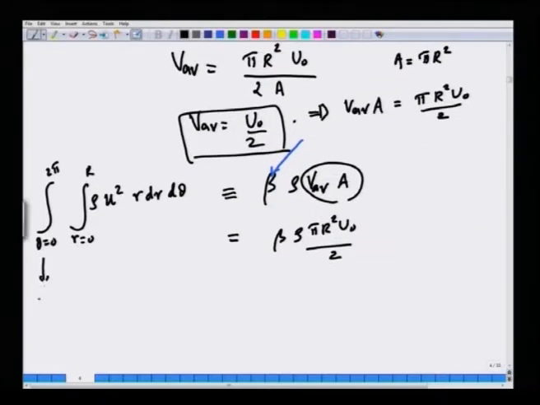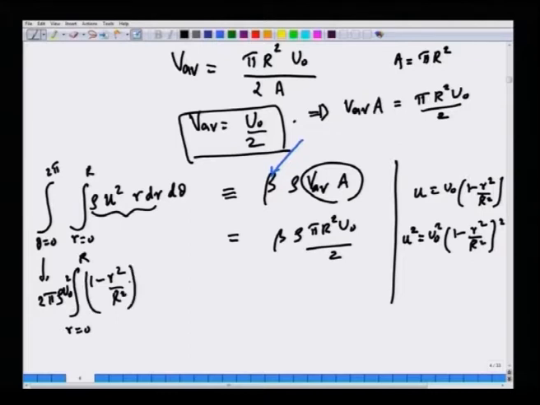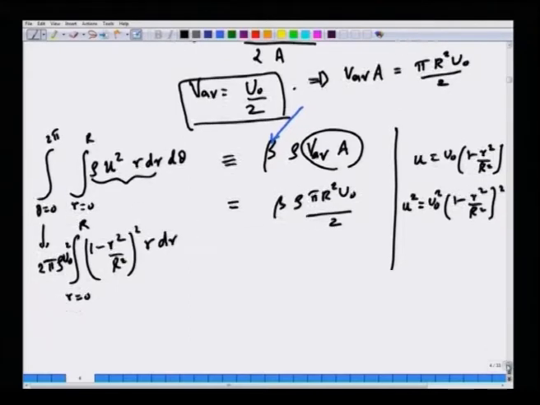Again, the theta integral is straightforward because the integrand is independent of theta. So, r is 0 to R, rho is a constant, so I pull this out. Now, u is u naught times 1 minus r squared by R squared, so u squared is u naught squared times 1 minus r squared by R squared, whole squared. So, you have u naught squared times (1 minus r squared by R squared) whole squared r dr. This is the integral we have to calculate.